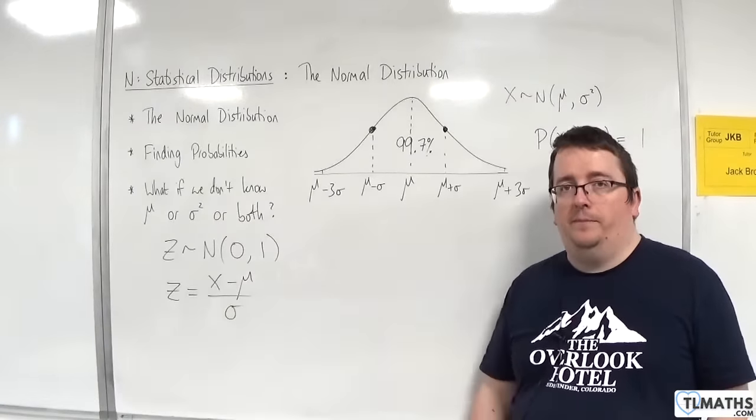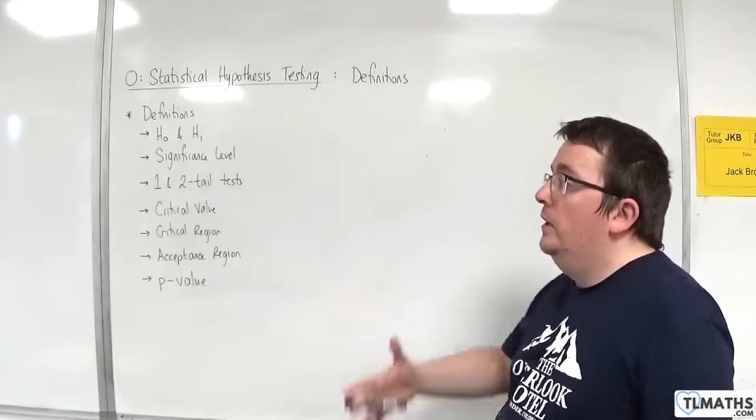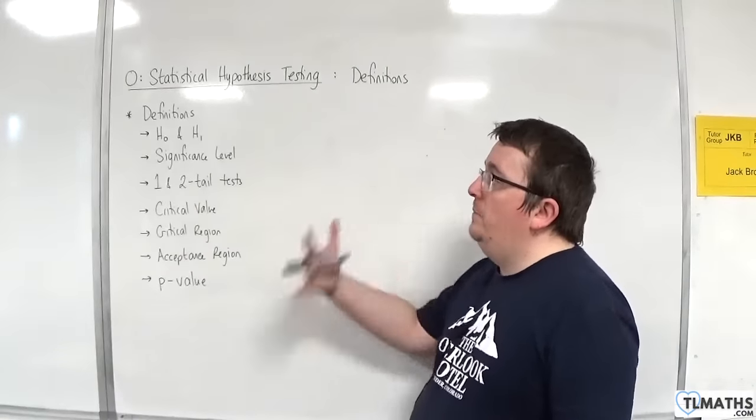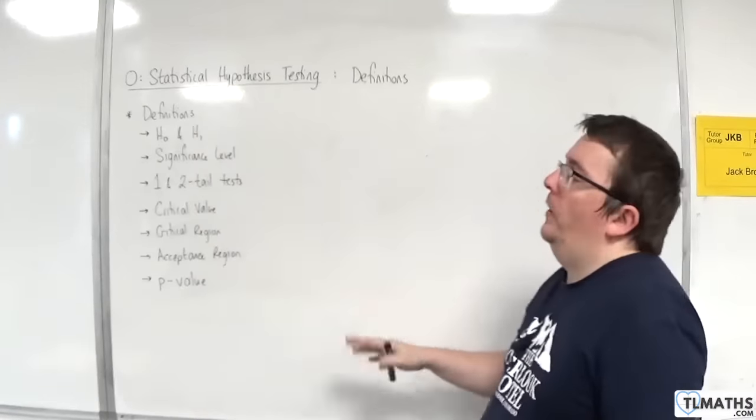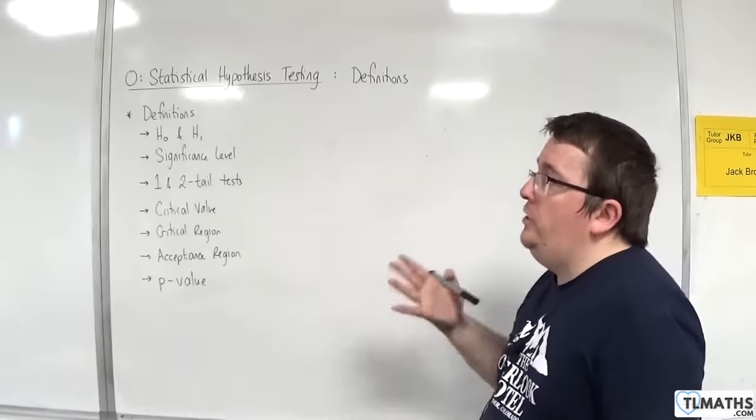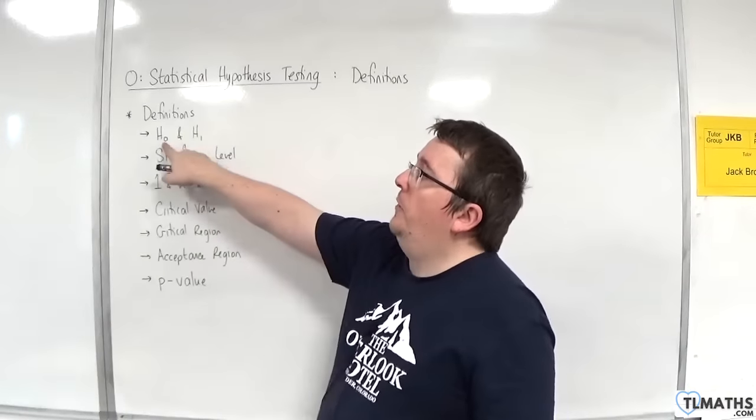That allows you to work out mu and sigma. Now, with hypothesis testing, you should be aware and be able to understand what each of these things mean. Okay? So, H0 and H1. H0 is the null hypothesis.